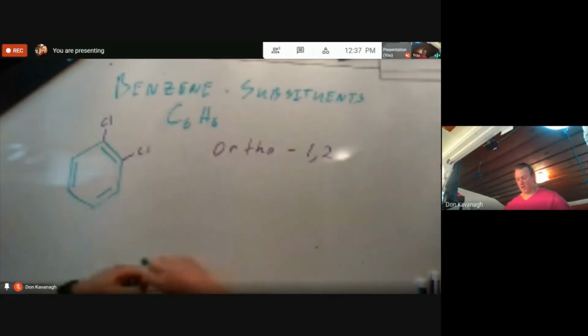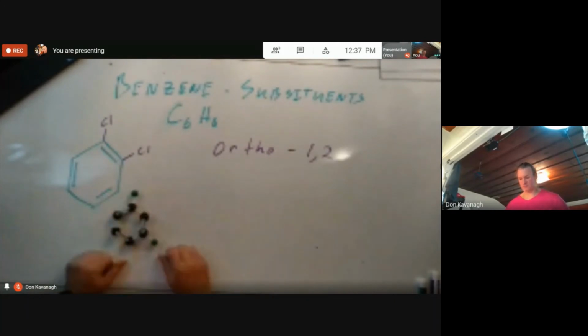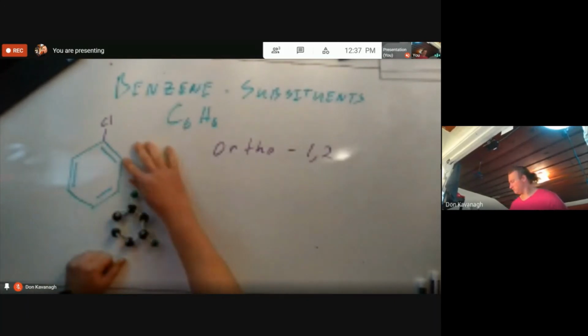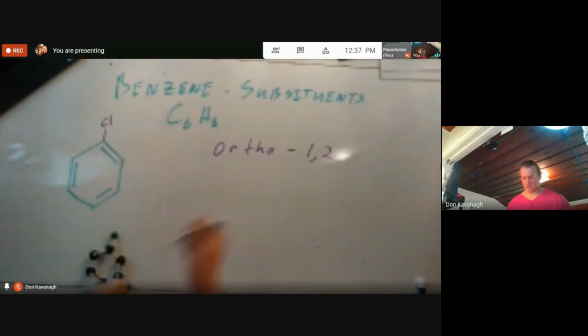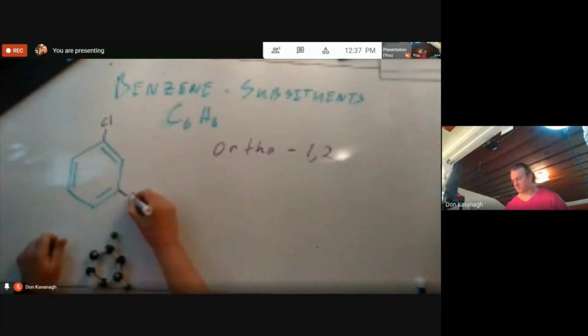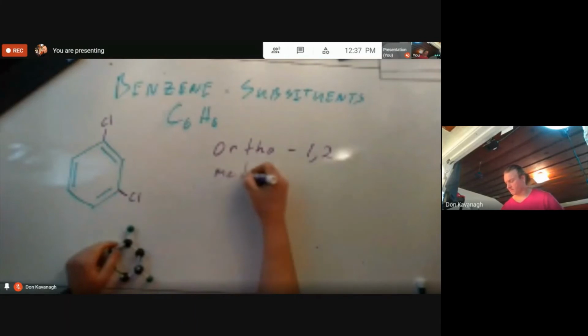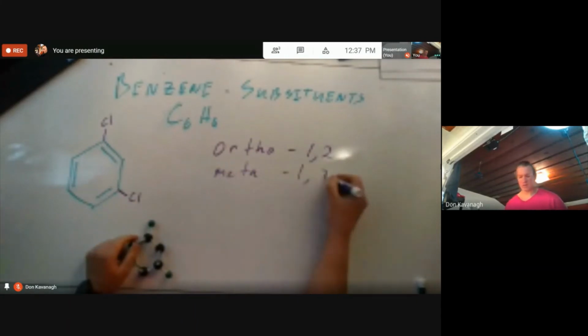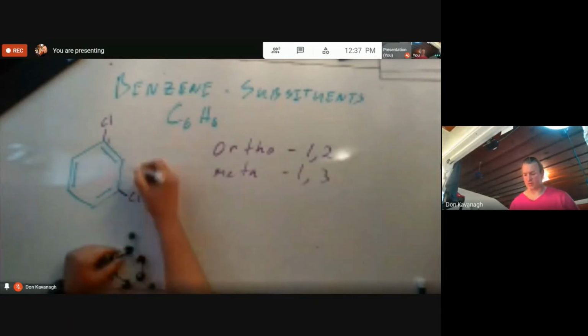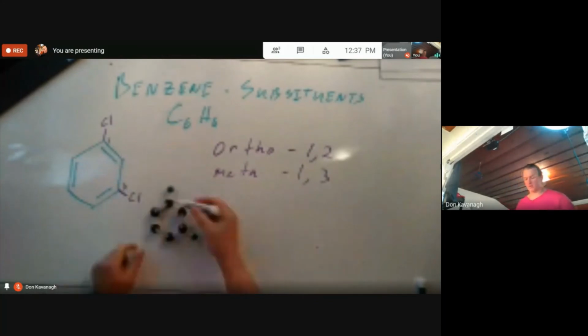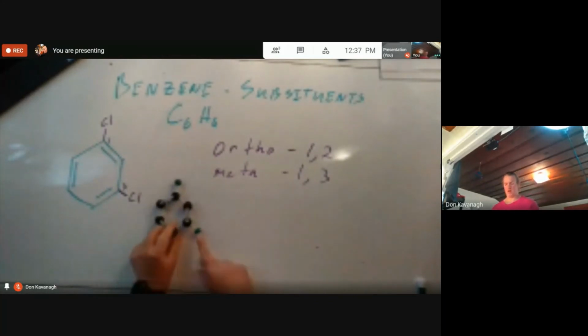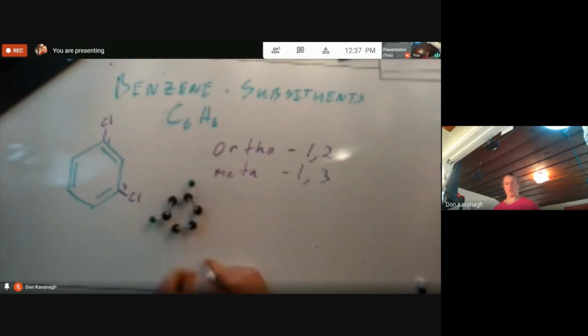Now, if it is in the 1,3 position, we call this meta. And the 1,3 position, so counting the carbons, 1 and 3. No bond is broken, but if I flip it, this is also in the 1,3 position here. Counting the other way, 1, 2, 3.